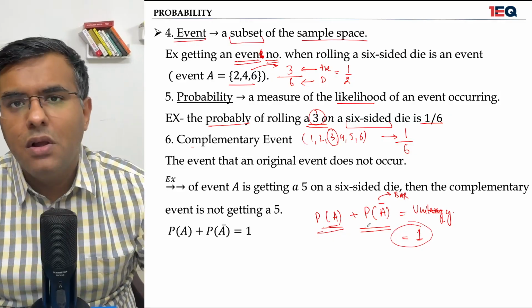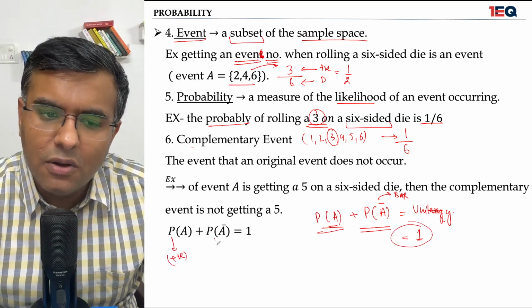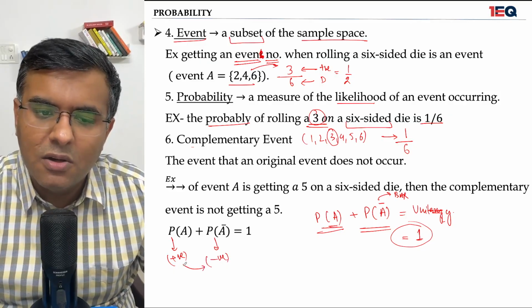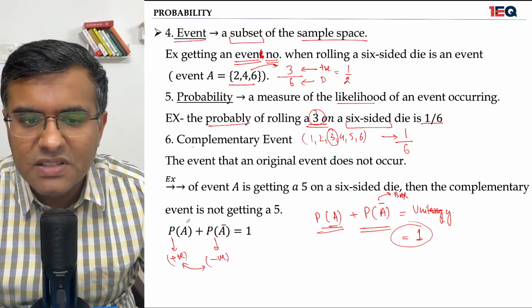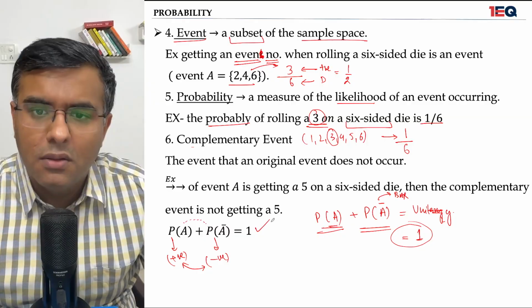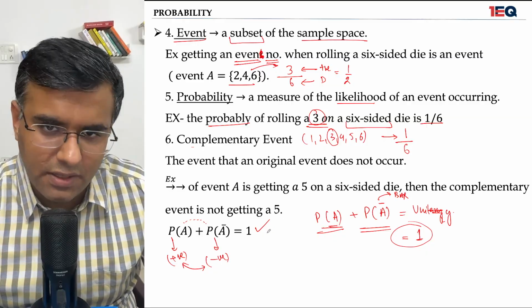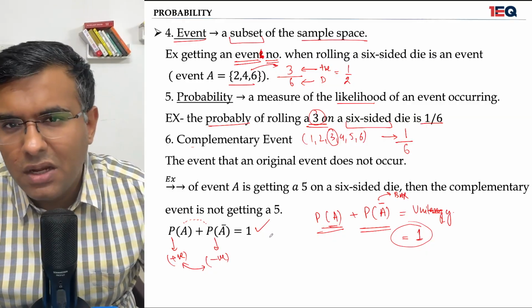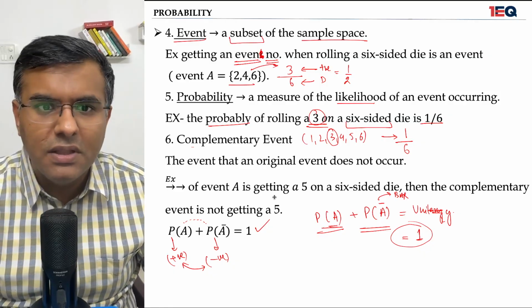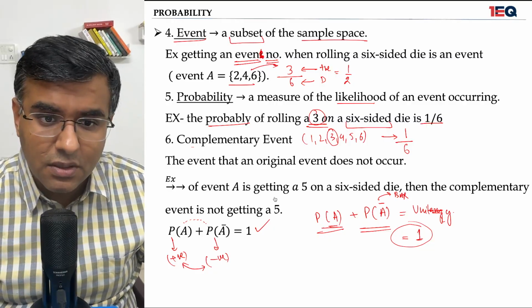So unity is 1. So the possibility of something happening according to you, which is positive, and something not happening, or something according to you being negative, if both the probabilities occur together, then the sum of these probabilities is equal to 1. This is very necessary for you to understand. We will be demolishing multiple questions using this very easy concept of something happening and something not happening.